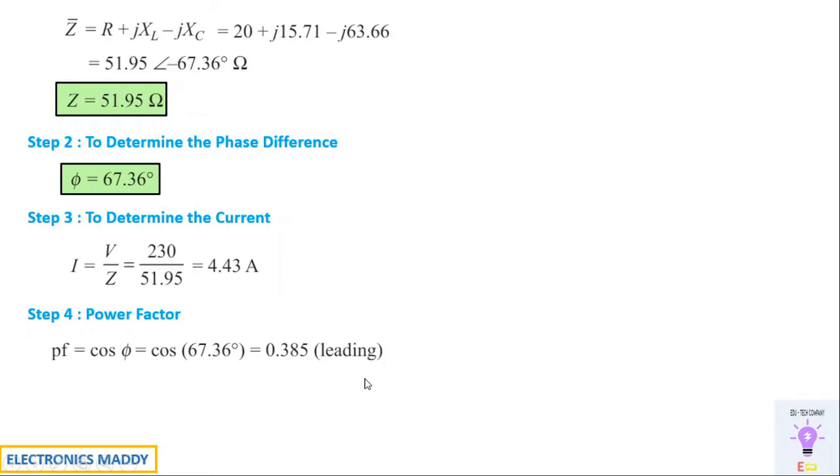So it is leading power factor, or in other words, we can also say it to be leading, since, if you carefully observe, the capacitance value in ohms is greater than the XL value. So XC is greater than XL. So if XC is greater than XL, we can say it is a leading power factor. Or as I mentioned, it is negative. If it is negative, then it is leading. If it is positive, it is lagging. So this is an important observation.